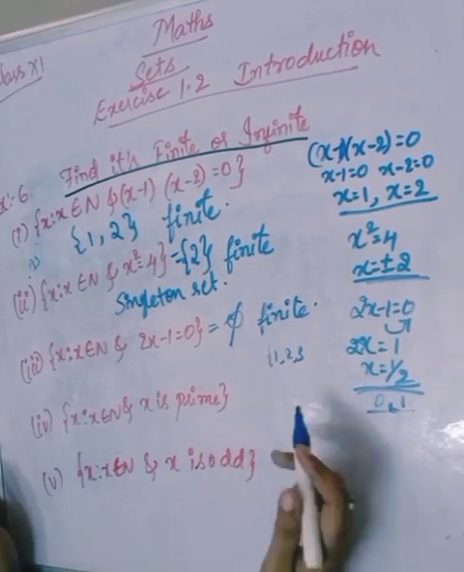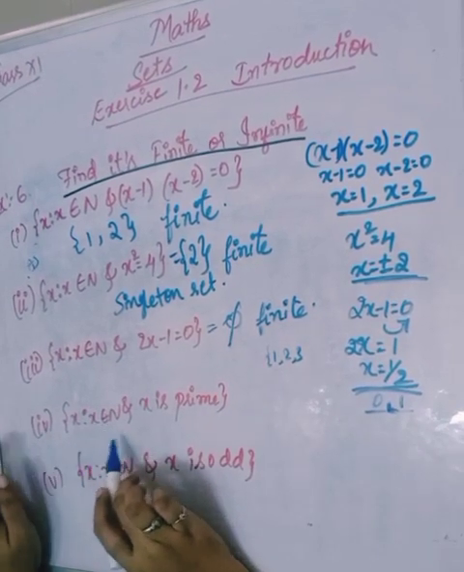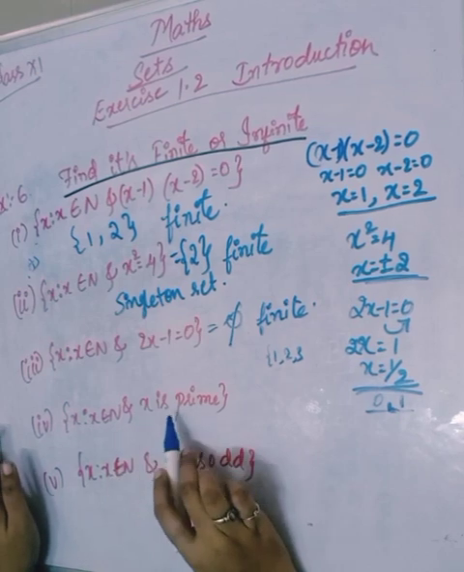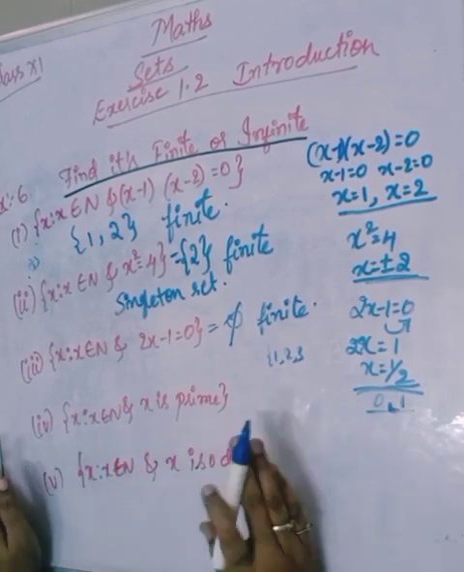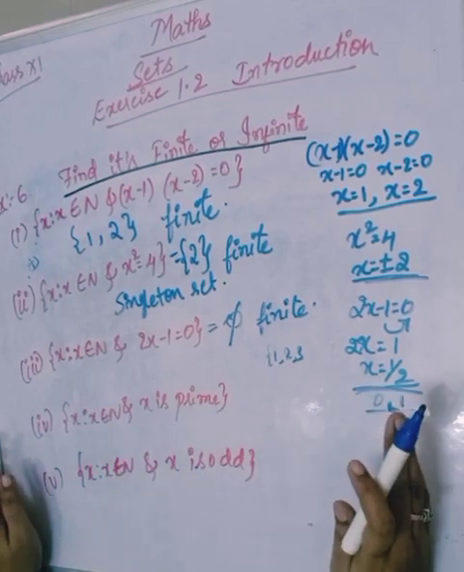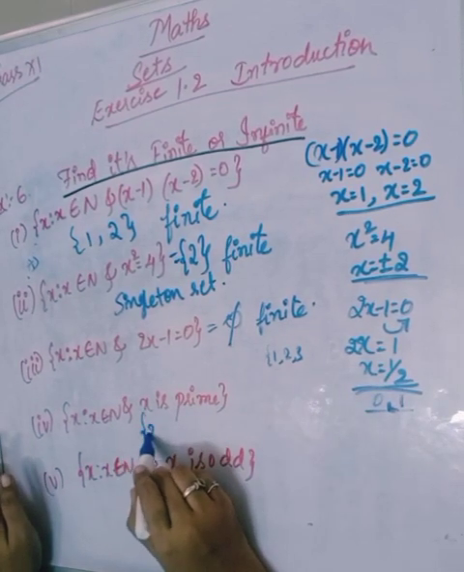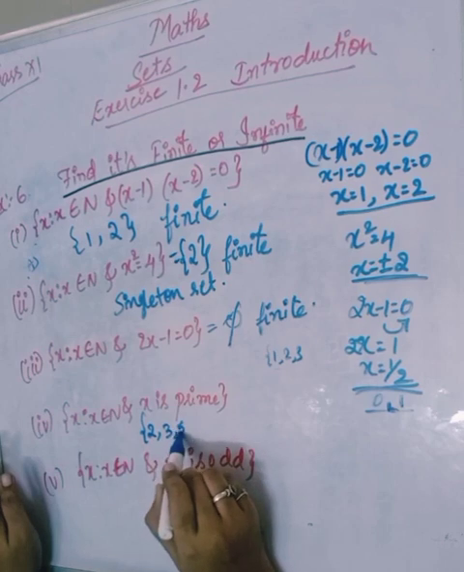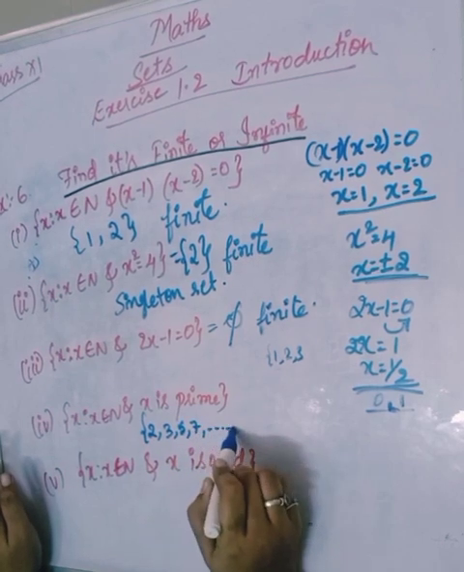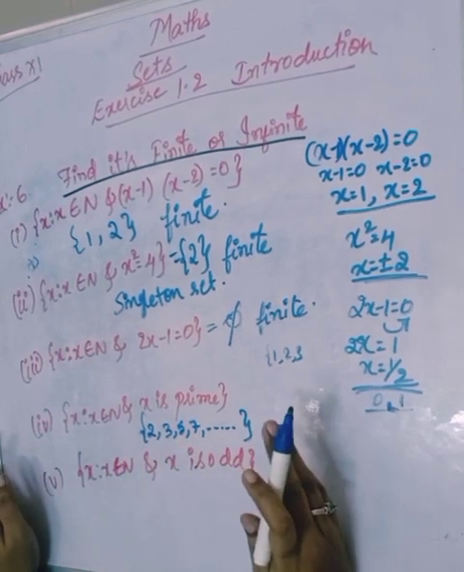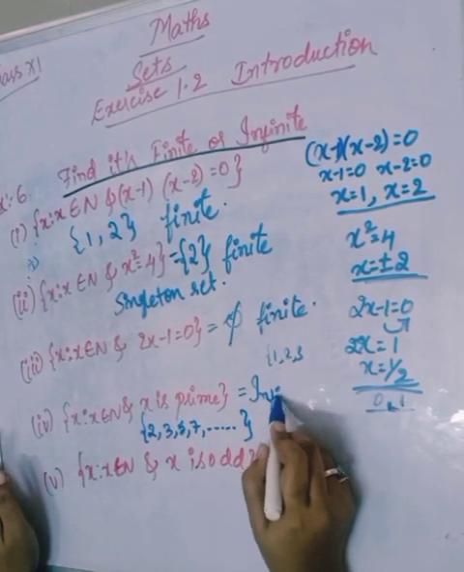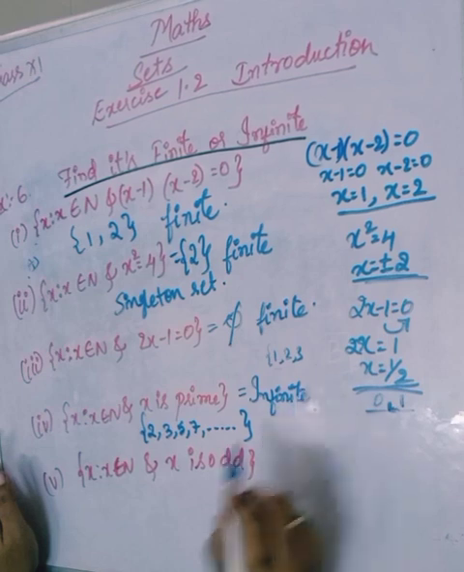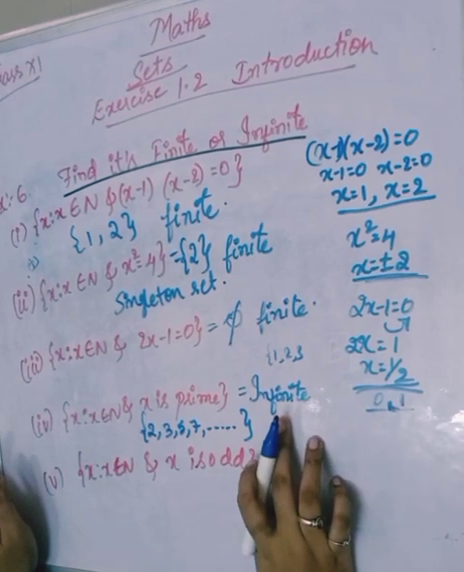Next one, they said x belongs to N, and x is a prime number. X is prime, they said. They did not say from where till where. Is it right? Prime numbers will start from where? 2, 3, 5, 7, etc. It will expand and go till infinite. So therefore what can we say? It's infinite, because they did not mention from where to where. So therefore it's an infinite set.